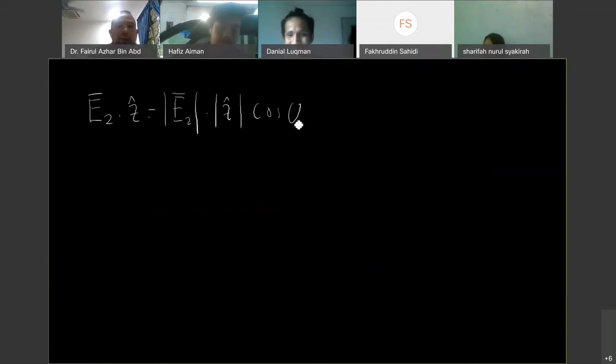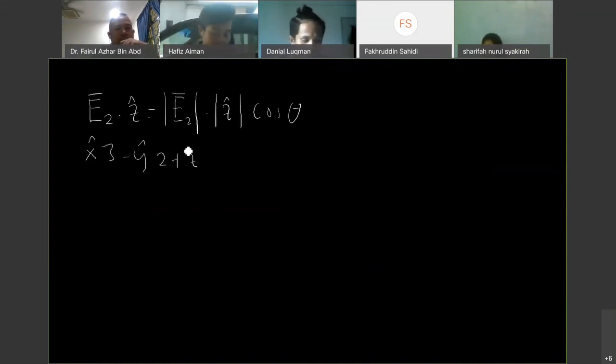Alright, so we go to the second question. Right, so they ask us to find the angle between E2 and the Z axis. Alright, so in order to find it, we need to perform the dot product. So E2 dot Z cap is equal to the amplitude of E2 times the amplitude of Z cap times cos theta. Okay, so E2 is equal to x cap 3 minus y cap 2 plus z cap 2.